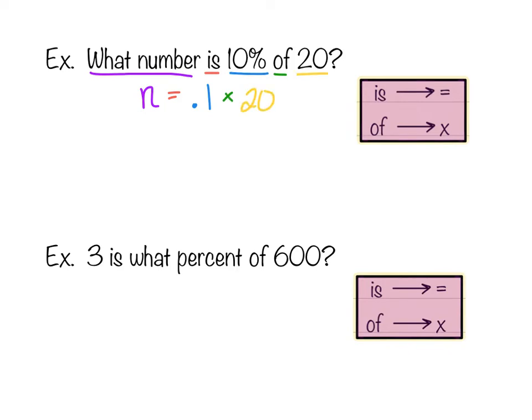So n is already by itself. Last time I was dividing, but since n is already by itself, I just need to multiply to simplify. We have right here what we need to do, right? So 0.1 times 20 is 2. Oops, let's write that with pencil. So it is 2. So 2 is that number. 2 is 10% of 20. Let's look at the next one.